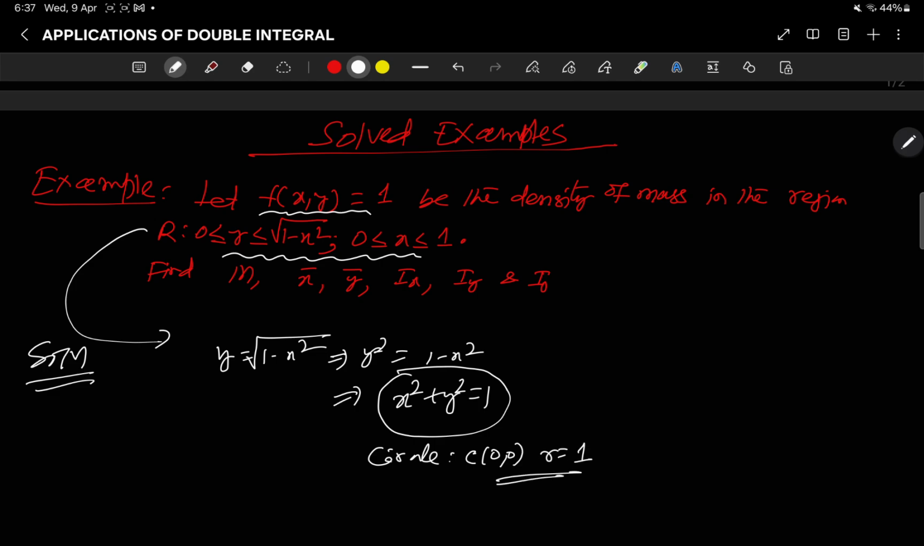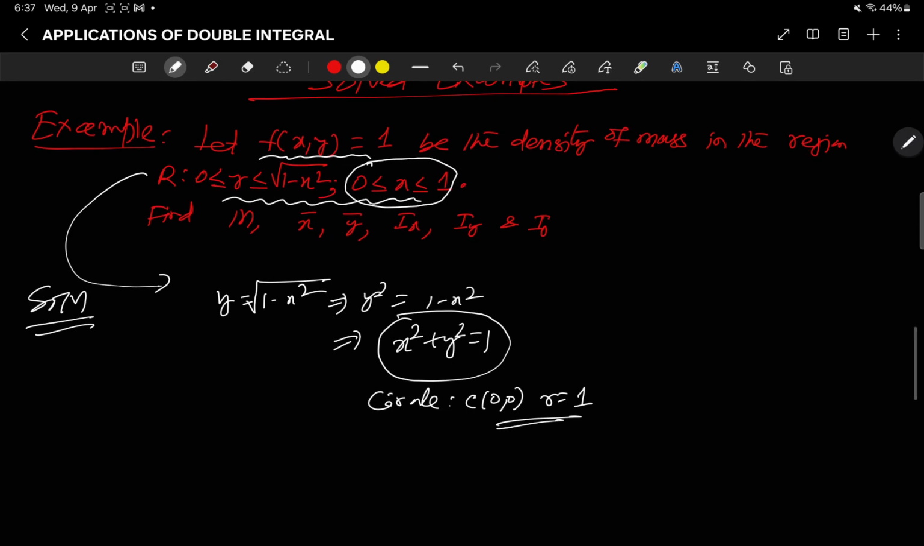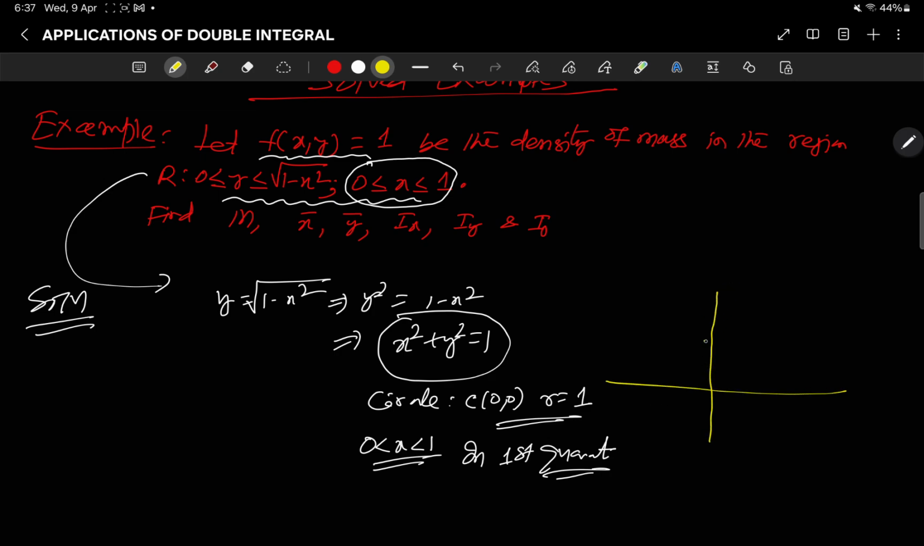Now 0 less than x less than 1 means it is in the first quadrant. What does it mean? It means in the first quadrant only. So we should have an idea of the geometrical representation of the region. So this is a circle and the region here is this only. It is only this part in the first quadrant that is given.